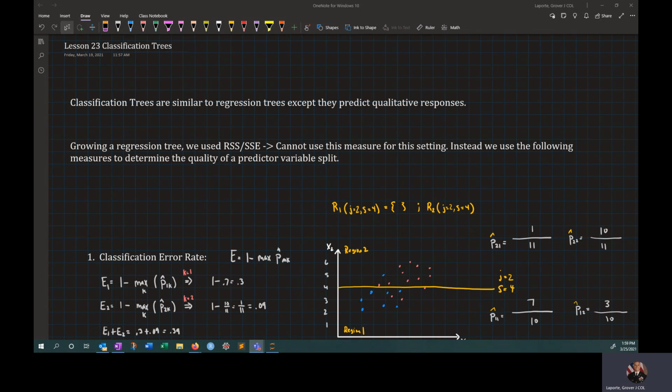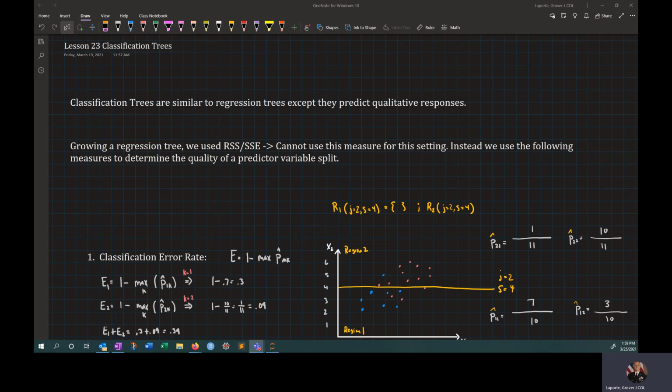So this is lesson 23 for classification trees. We're going to talk about basically doing the same thing that we did last time with the regression trees, but we're going to do them with classification trees, where we use qualitative responses instead of a numerical response, so a real number. For example, with regression trees, maybe we're trying to predict the price of a home that's sold, given all these different predictors like the number of bedrooms, the number of bathrooms, or the square footage of the house.